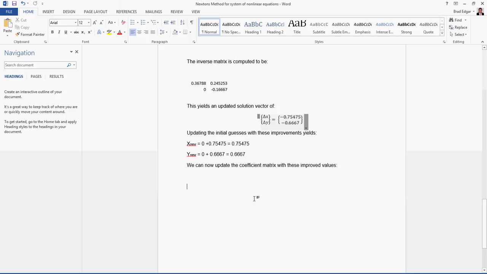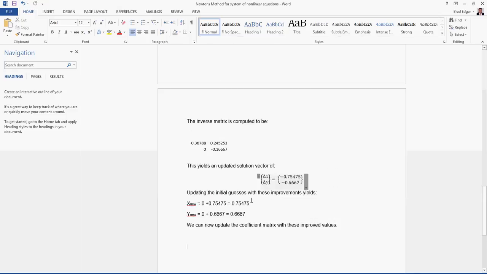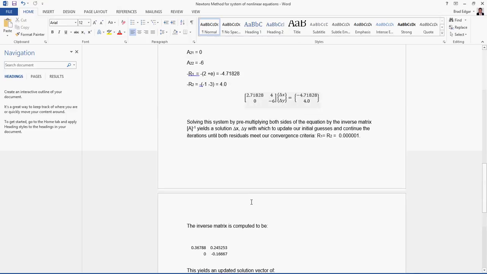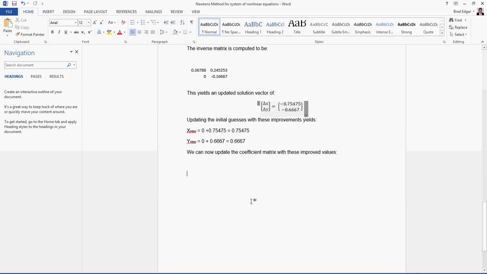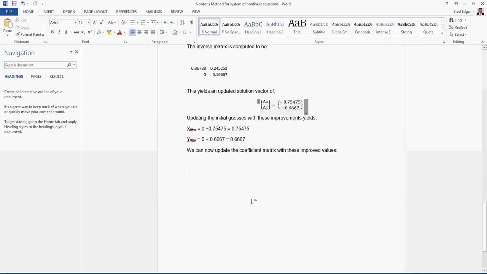For next Friday, I would like for you guys to solve this 2x2 system, starting with an initial guess of 1 and 1, and just carry this operation on until you get a numerically zero value.